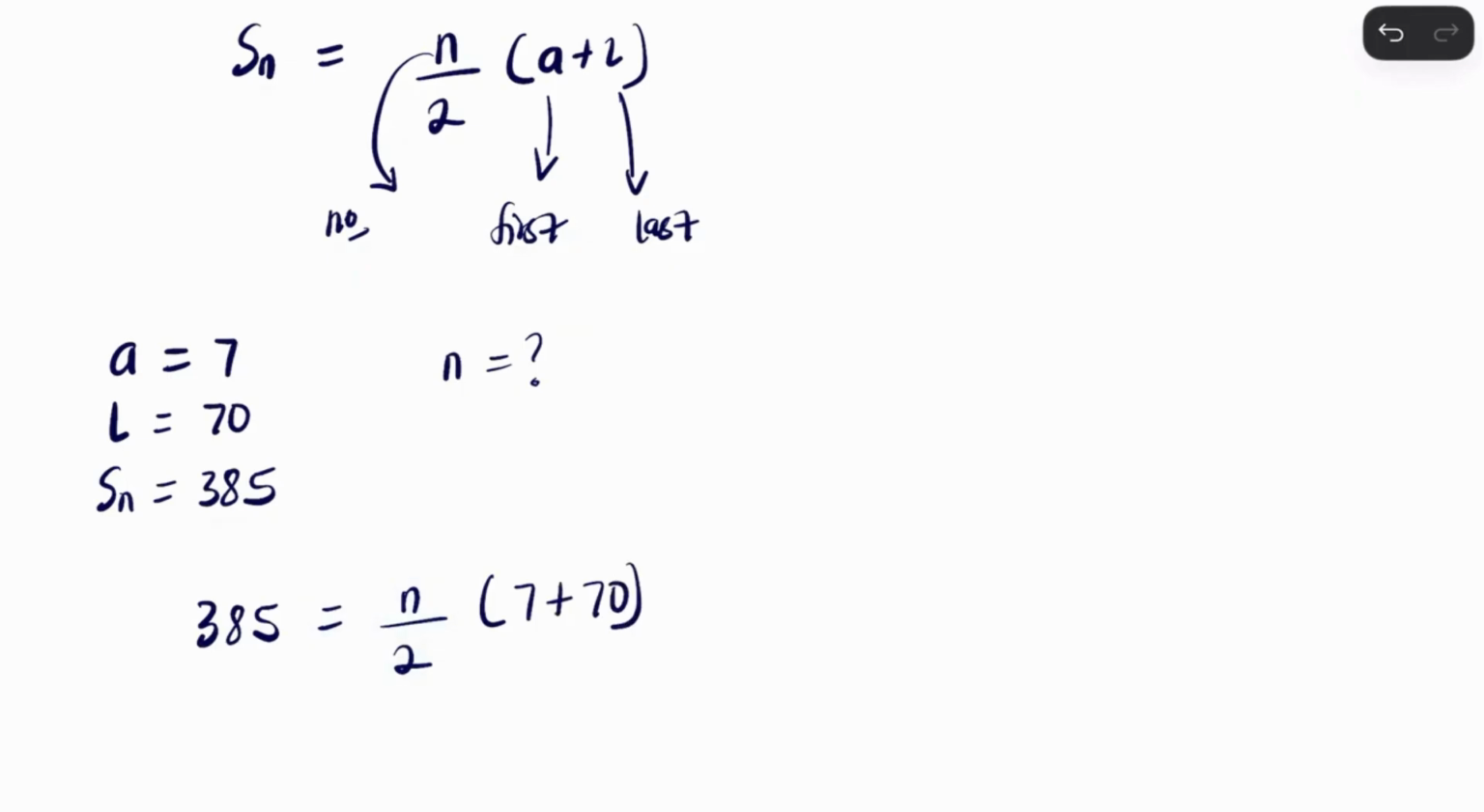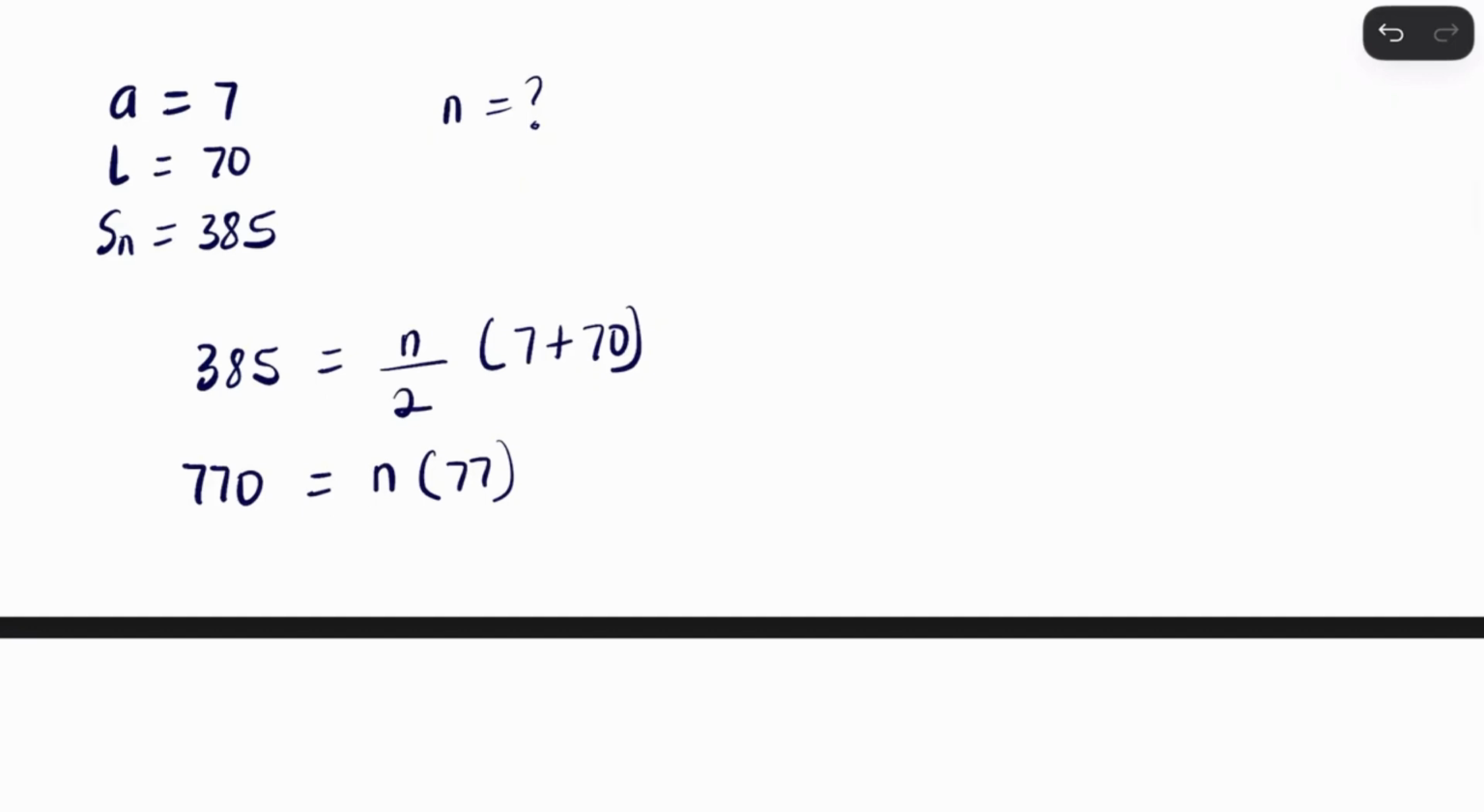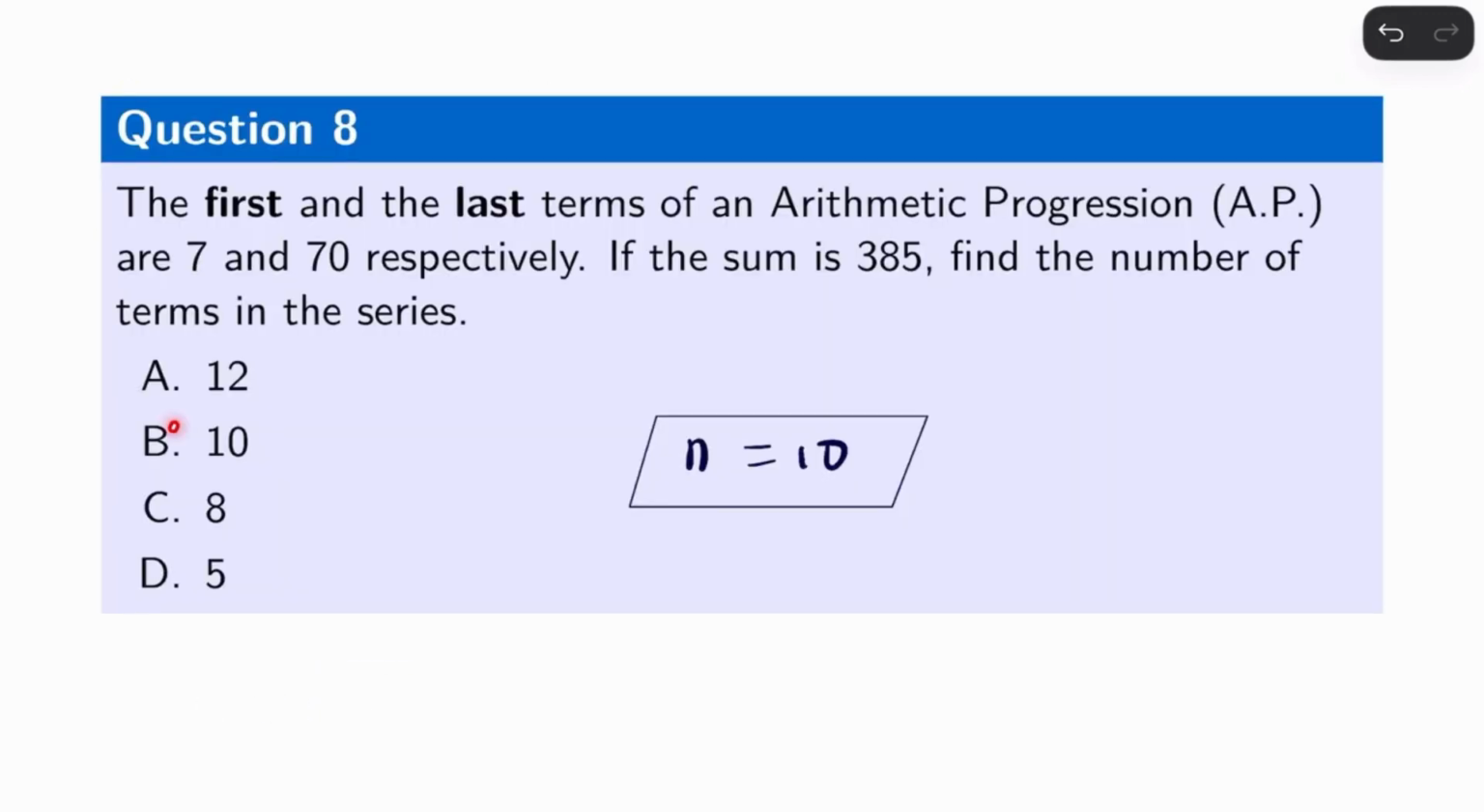We're going to cross multiply. So 2 times 385 is going to give us 770 is equal to n. 7 plus 70 is 77, right? So to solve for n, we are going to divide by the coefficient, which is 77. And so we have n to be equal to 770 divided by 77. Thus, n is equal to 10. So the correct option is option B.